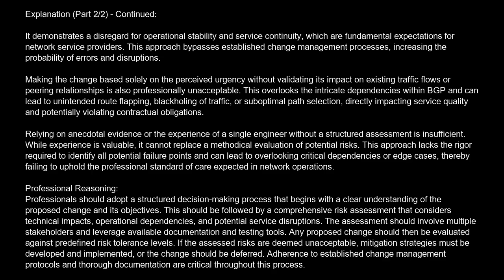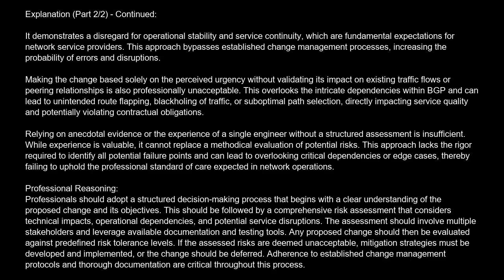Relying on anecdotal evidence or the experience of a single engineer without a structured assessment is insufficient. While experience is valuable, it cannot replace a methodical evaluation of potential risks. This approach lacks the rigor required to identify all potential failure points and can lead to overlooking critical dependencies or edge cases, thereby failing to uphold the professional standard of care expected in network operations.